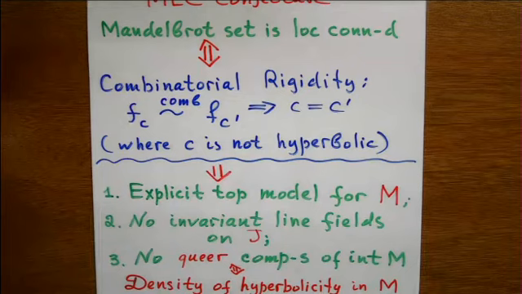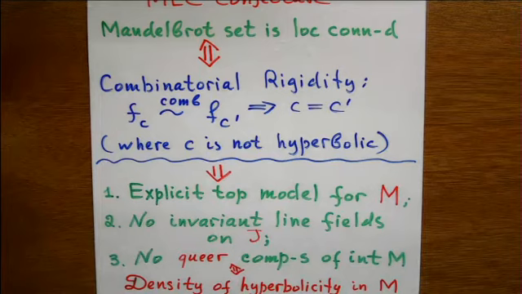Then this conjecture is stronger than the no invariant line fields conjecture that was mentioned by Dick yesterday, and this one is stronger than the conjecture that the hyperbolic maps are dense in the complex quadratic family this time. So all this would be consequences of the MLC conjecture. And there is one more good reason why this conjecture is so interesting, because it is very closely connected to the lamination conjecture which was mentioned yesterday, because the MLC conjecture can be formulated as a combinatorial rigidity problem, if two maps are combinatorially equivalent in some well-defined sense. Combinatorial equivalence is some notion which is weaker than topological equivalence.